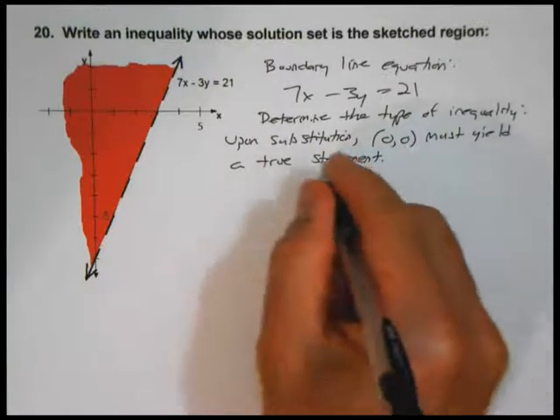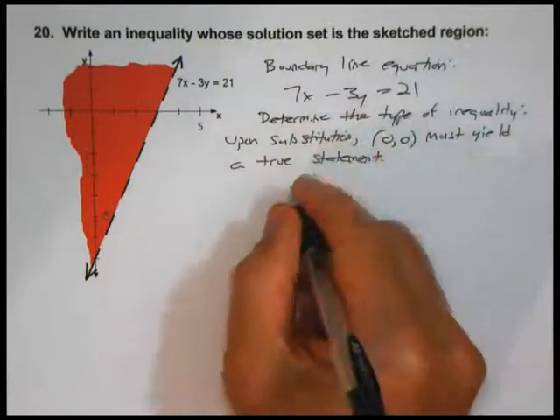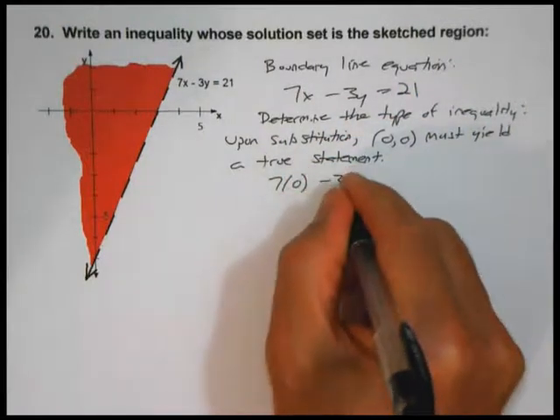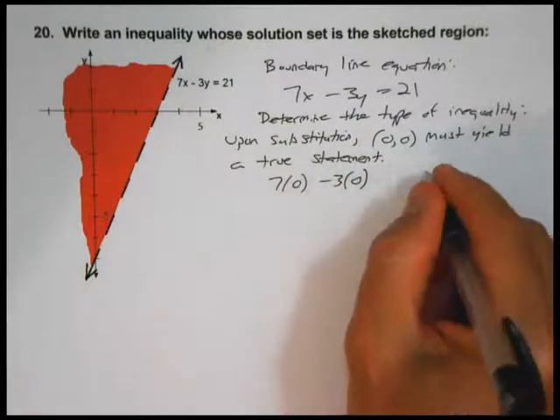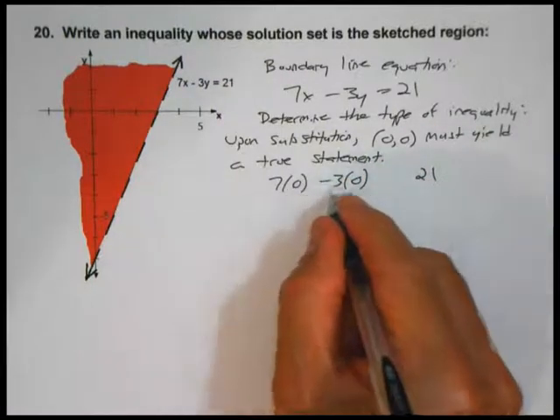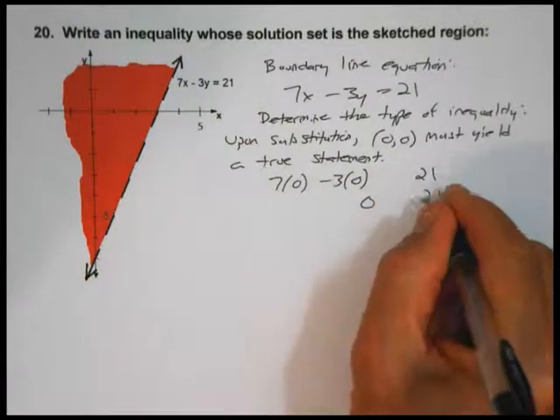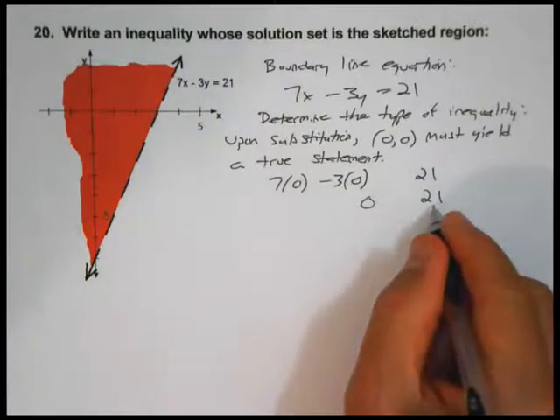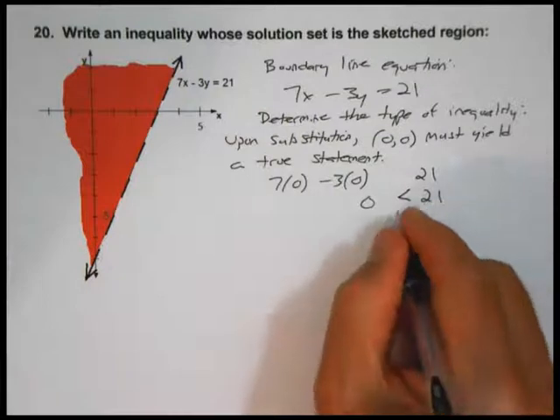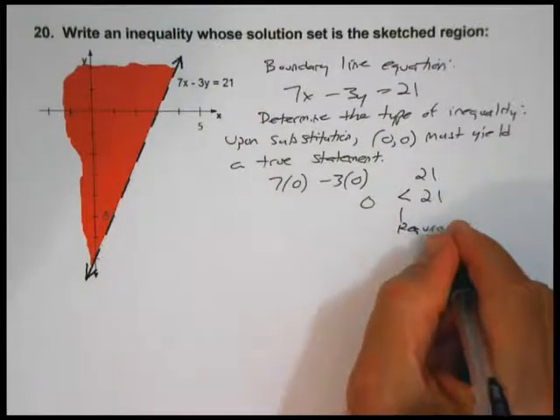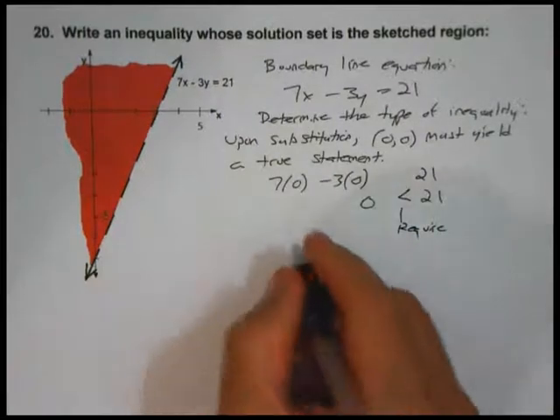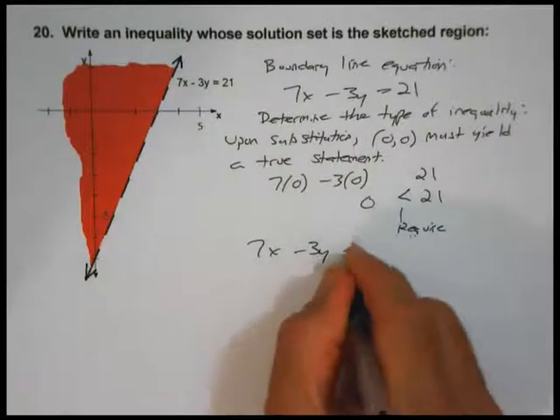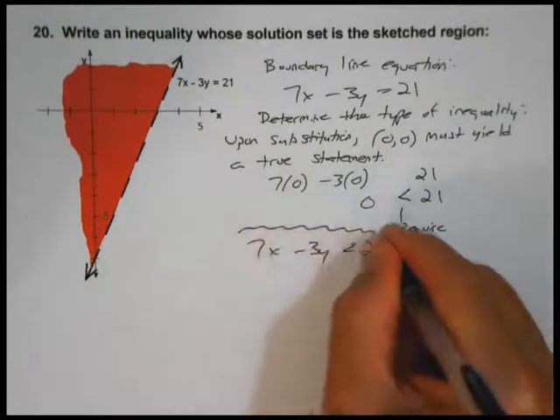Okay, well, let's put 0, 0 into our future inequality here. We'd have 7 times 0 minus 3 times 0 on the left. We have 21 on the right-hand side. This simplifies to 0 on one side, 21 on the other side. Now, we need this to be true. Okay, well, 0 is less than 21. That's what we require then, a less than sign to make that be true. So this finally gives us 7x minus 3y less than 21. A final answer.